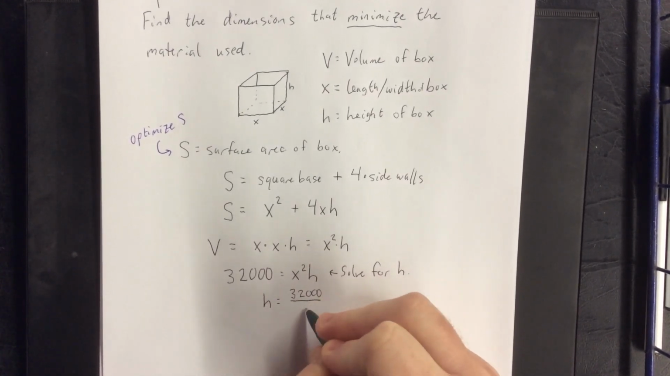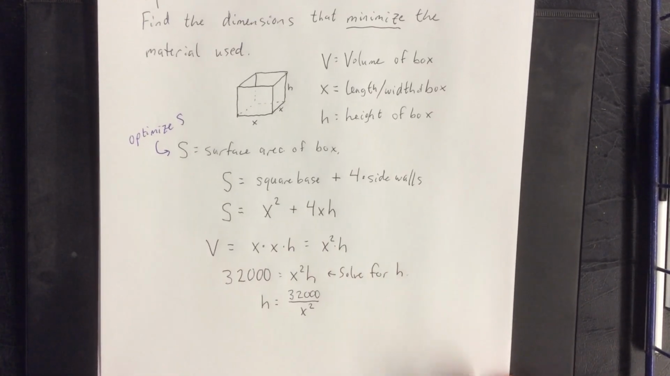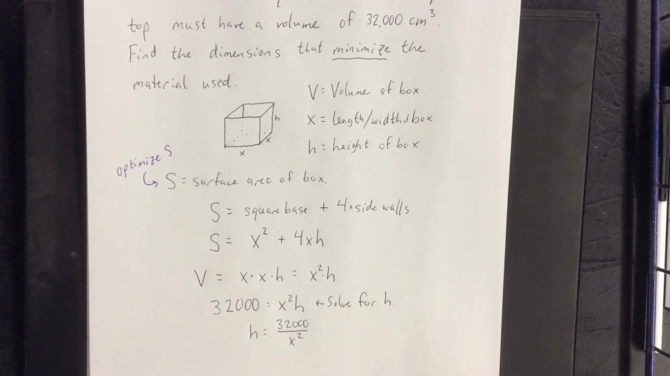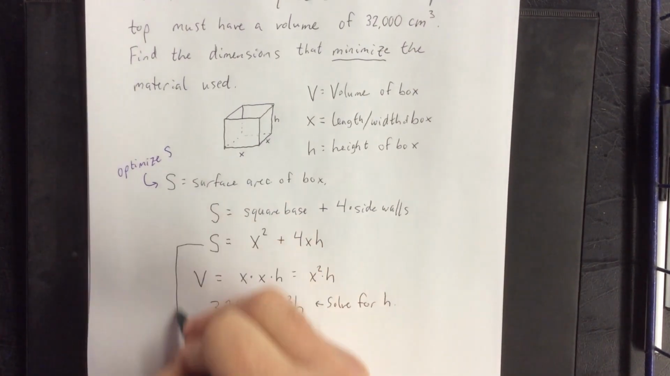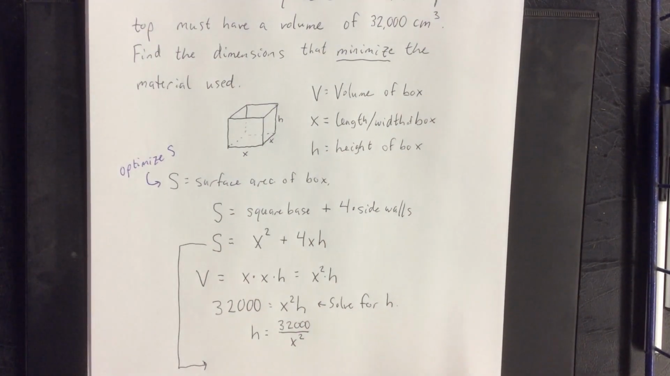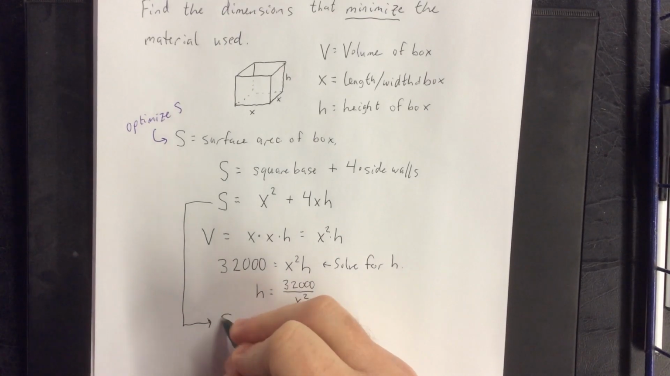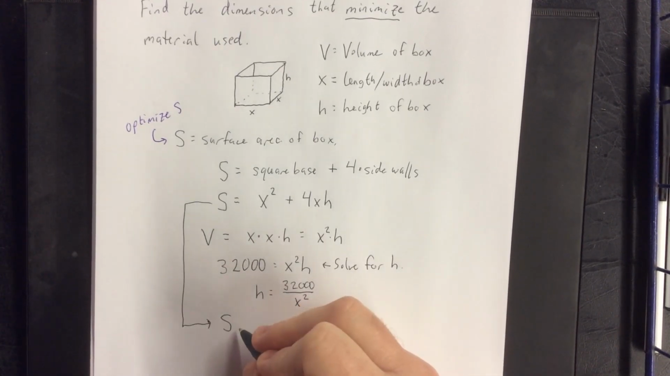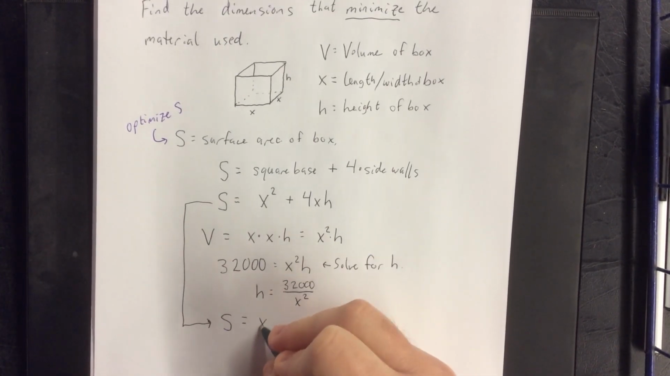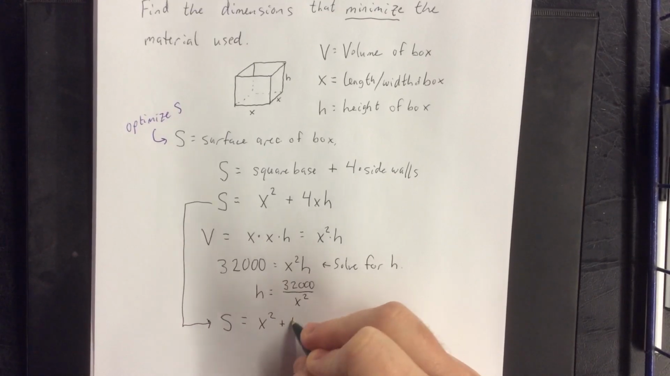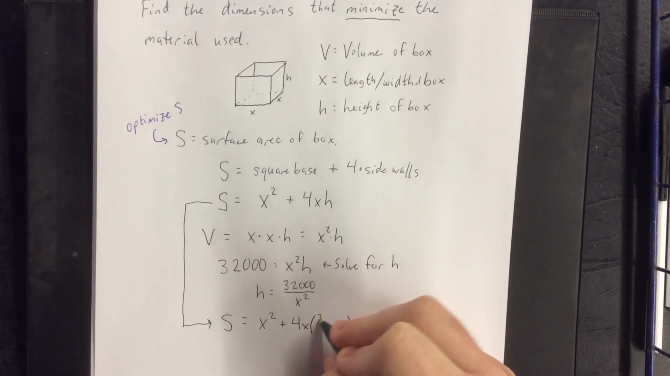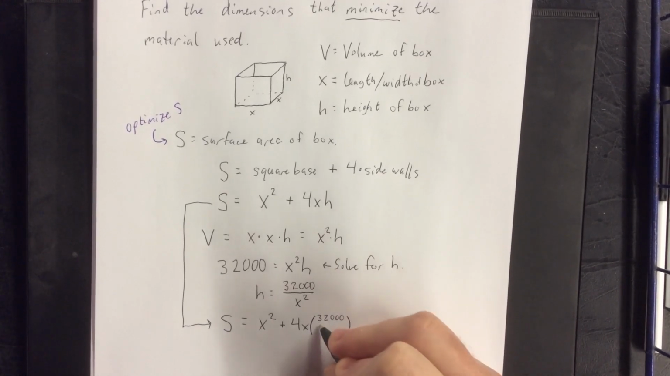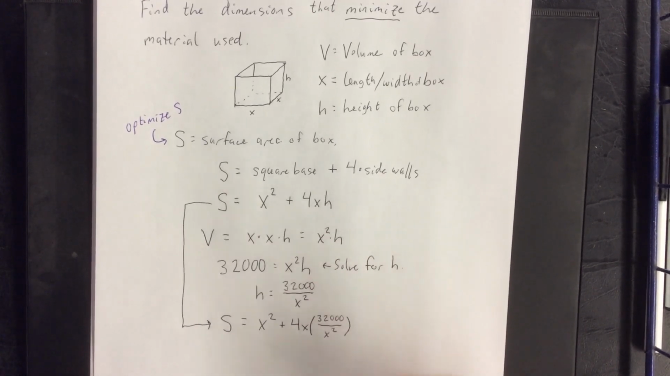divided by x squared. That is the substitution that I am going to make to get our surface area in terms of only one variable. So I'm going to pull this surface area formula down here, and we'll make a substitution on h. So this will be x squared plus 4 times x times the artist formerly known as h. Perform this substitution, we get 32,000 divided by x squared.